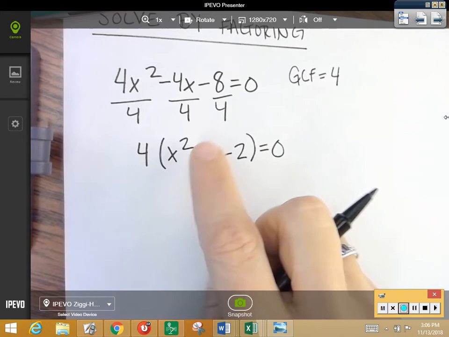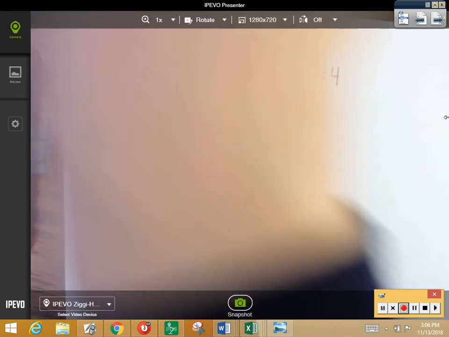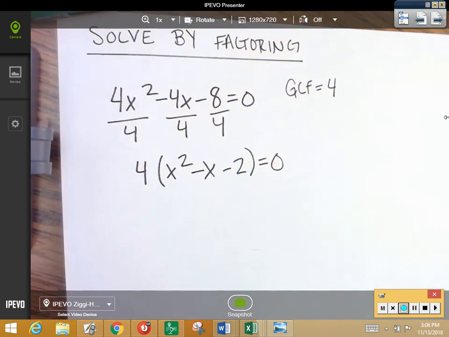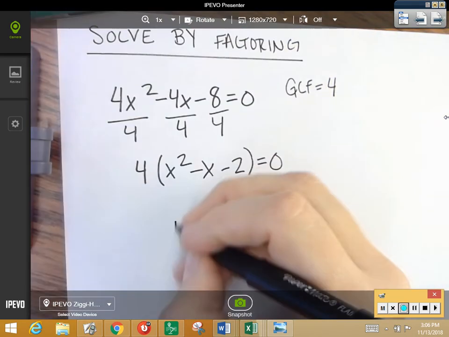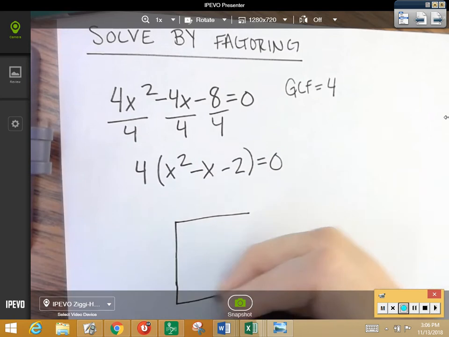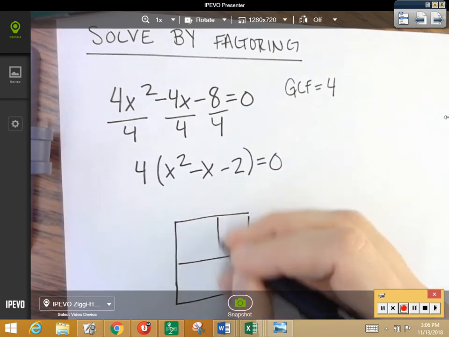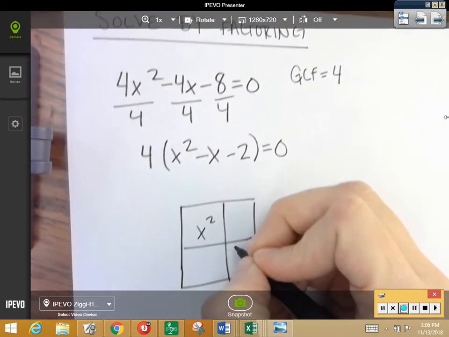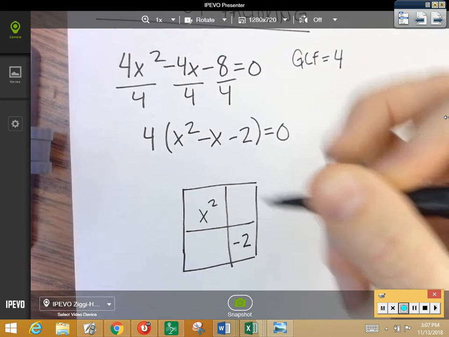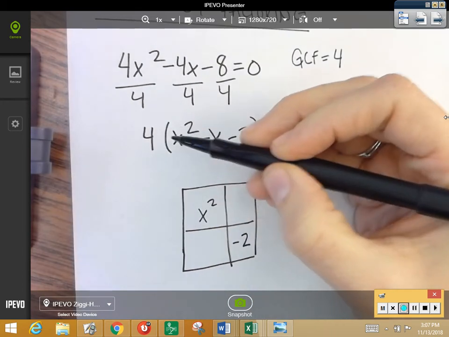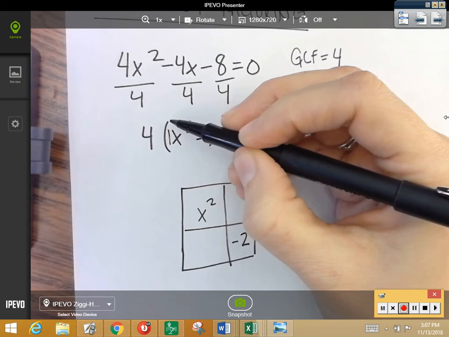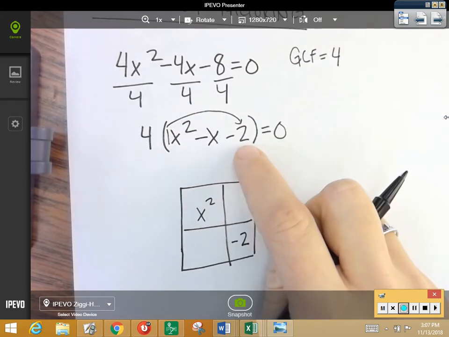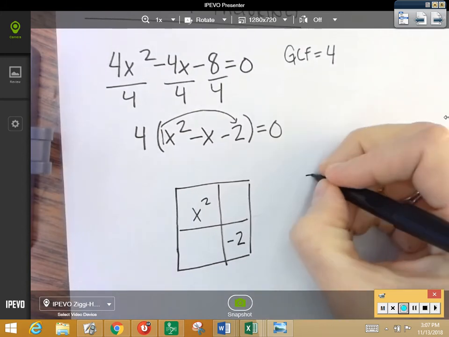And now I'm just going to factor what's in my parentheses, and I'm going to factor by the reverse box method. So with the reverse box method, you do a 2 by 2 box. What I do is I always put my very first term in the first box and my last term in the last box. And then I multiply the coefficient of my first term, which here is an invisible 1, by my last term, my constant term. So 1 times negative 2 gives me negative 2.